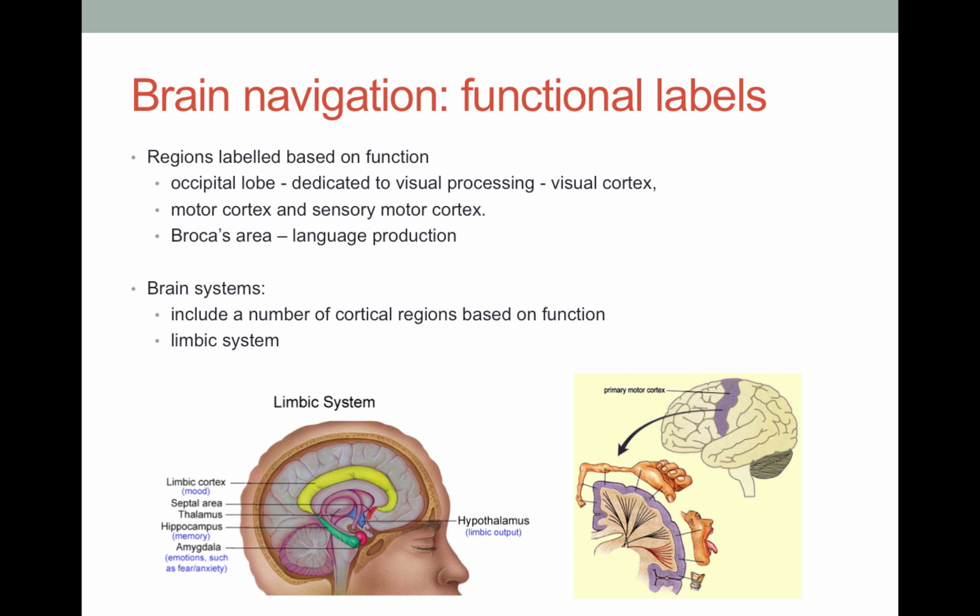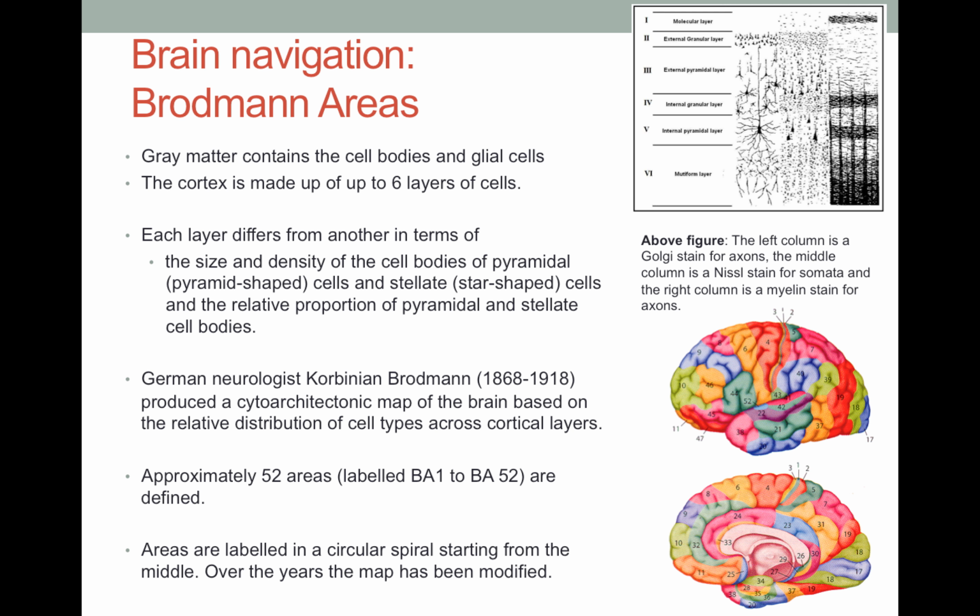We might add to this complicated scenario by thinking of the ways in which cells are laid within the cortex. The grey matter contains the cell bodies of the neurons as well as glial cells. And the cortex is made up of up to 6 layers of cells. Each layer differs from another in terms of the size and density of the cell bodies of pyramidal cells, which are pyramid shapes, and stellate cells, star-shaped, and the relative proportion of pyramidal and stellate cell bodies.